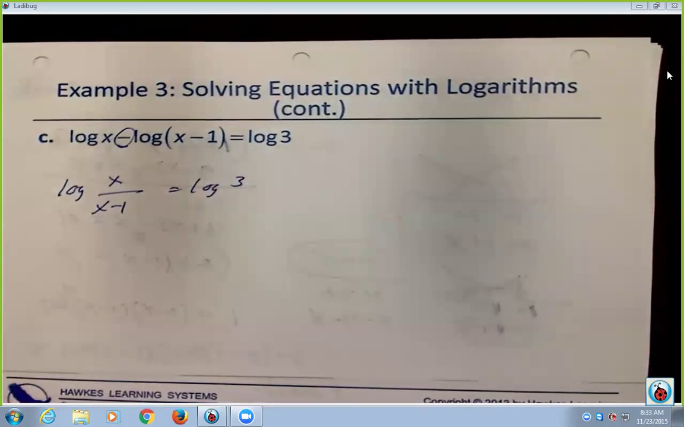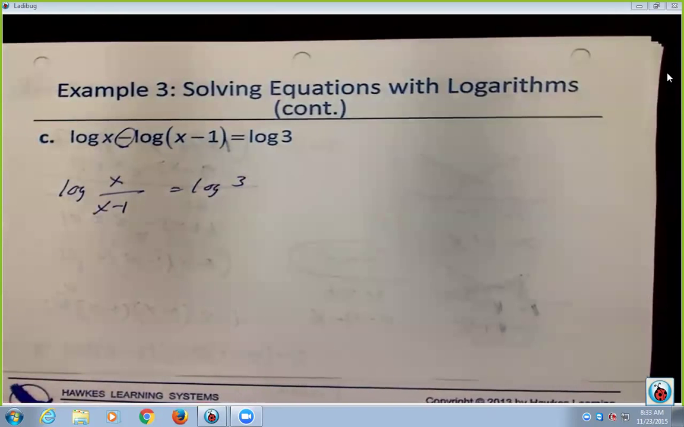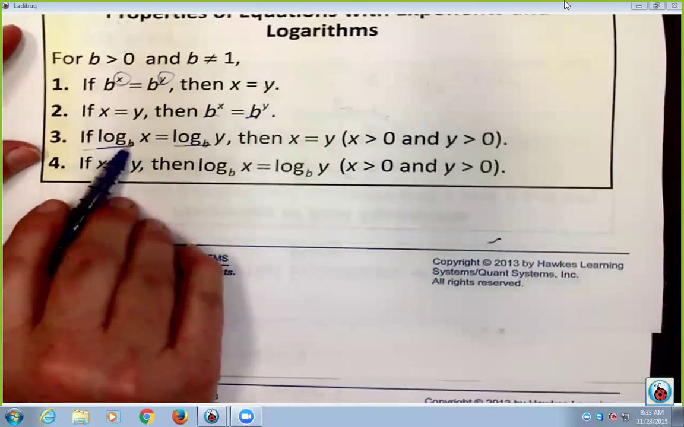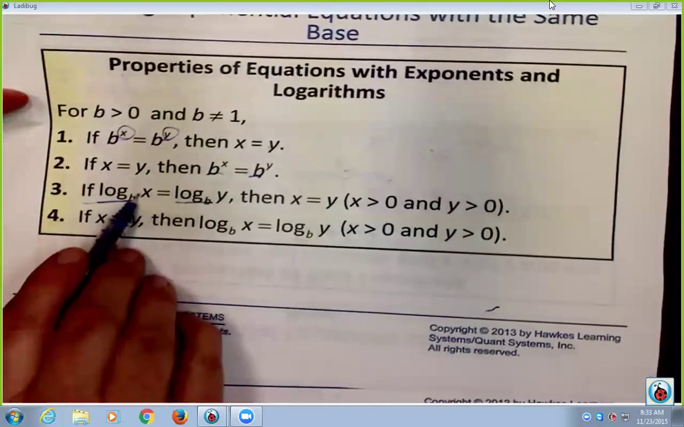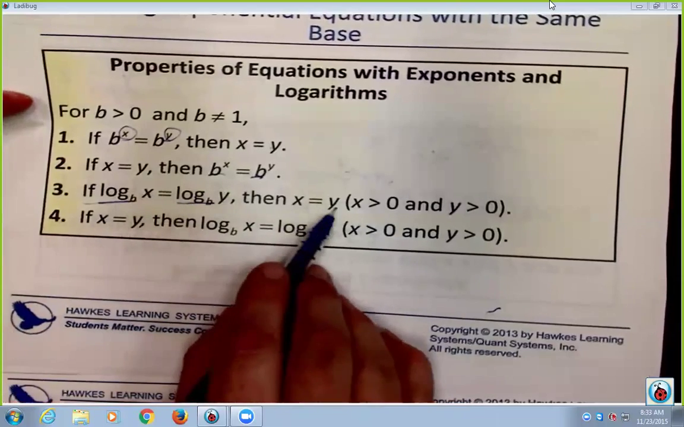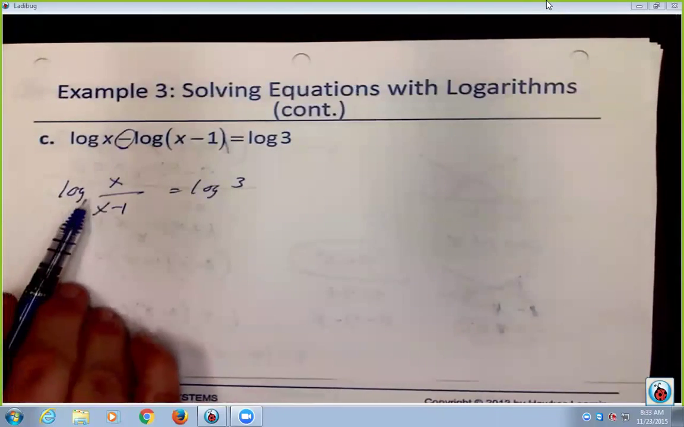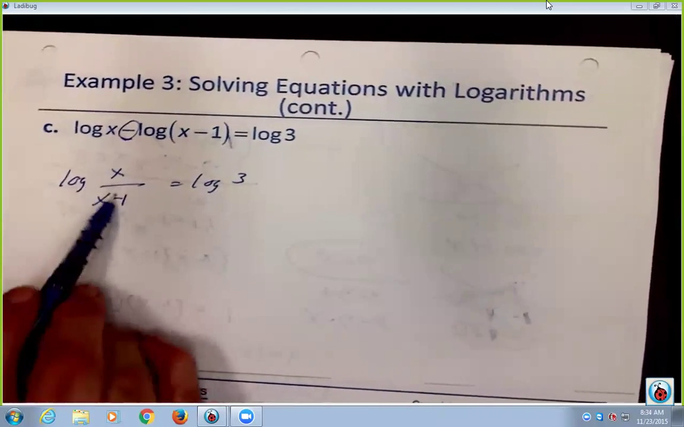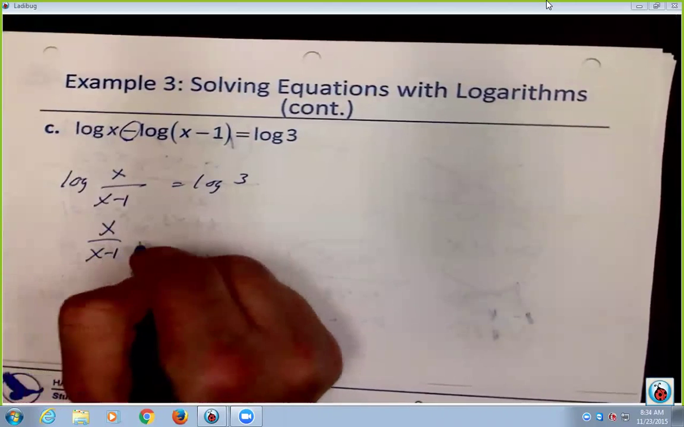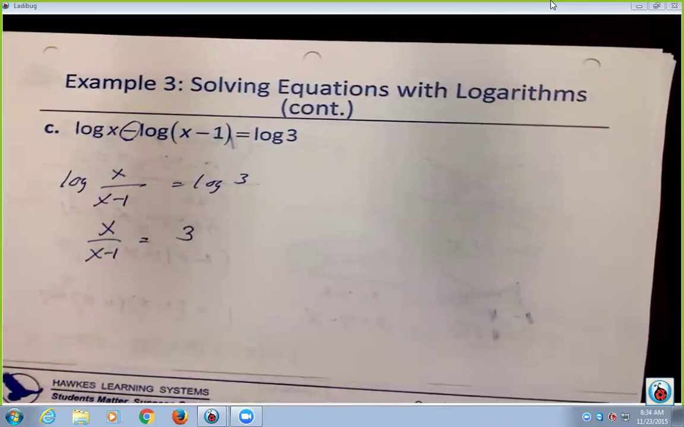Okay. Now I had a rule. My rule back here, let me find it and show you. My rule said if my logs and my bases match, if this piece is the same, then x and y are equal to each other. So notice they're both 10s, so they both matched. Then, since they both match, I can just simply say x over x minus 1 is equal to 3.